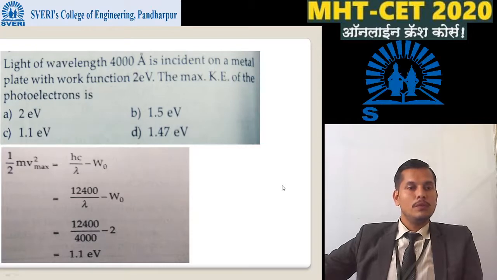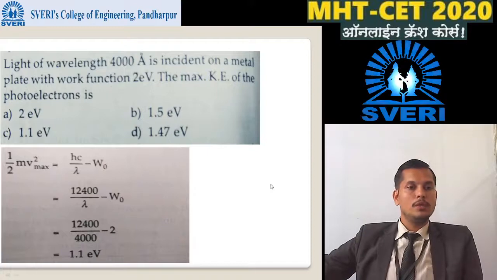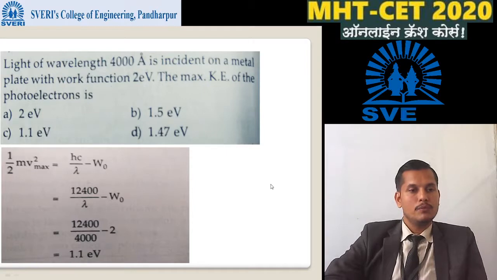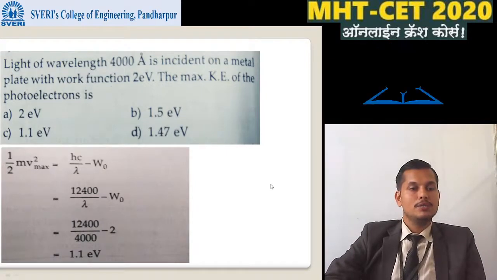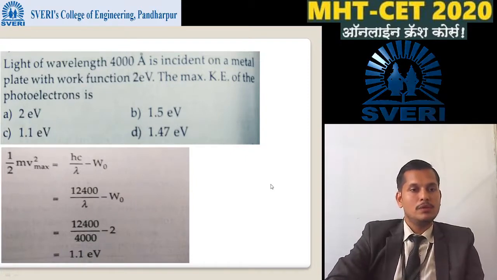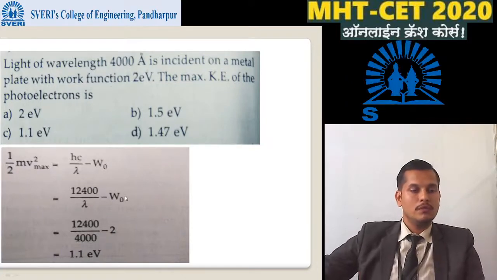Next, light of wavelength 4000 angstrom is incident on a metal plate with work function 2 electron volt. The maximum kinetic energy of the photoelectron is. So maximum kinetic energy, that is 1/2 mv square max, we know is equal to hc by lambda minus W0. We are considering this equation. The values are with us. After putting the values and calculating, we get the answer as 1.1 electron volt.